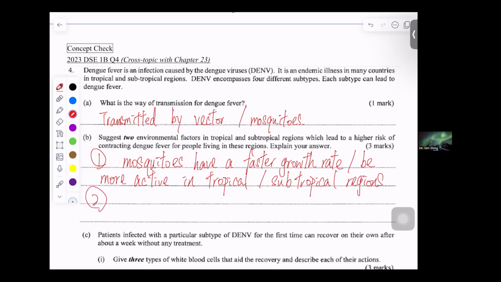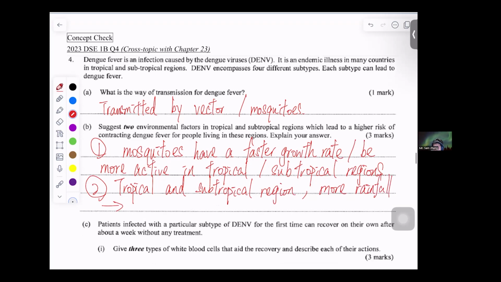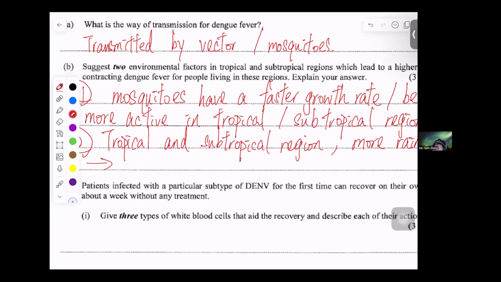Then the second one, as the tropical and subtropical regions will have more rainfall, in this case the more rainfall will lead to more breeding grounds for the mosquito during the rainy season.